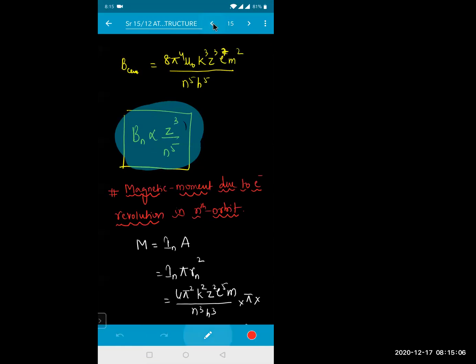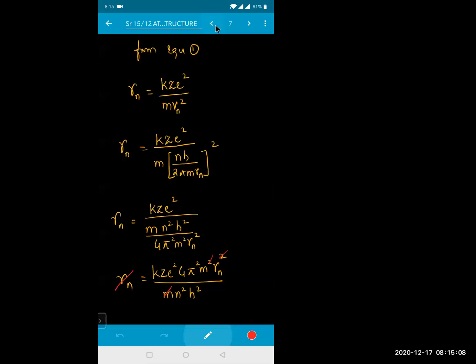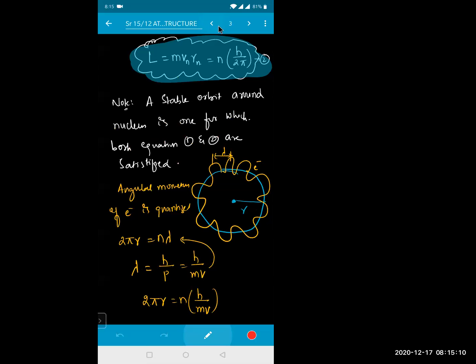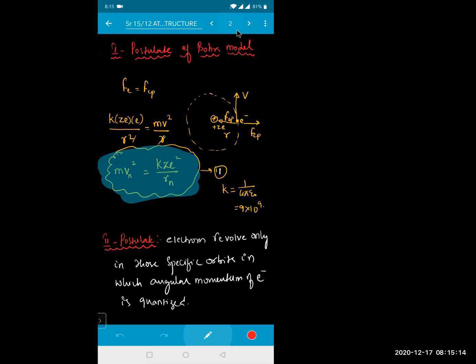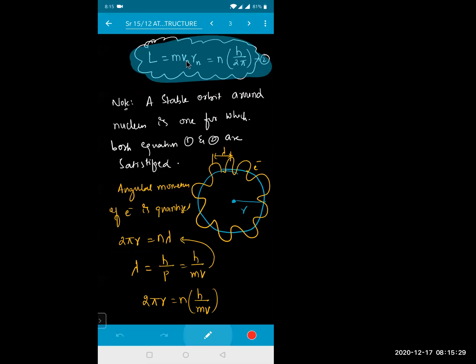So, in the last session of the class, we started with Bohr's postulates. What is the first Bohr's postulate, beta? The first Bohr's postulate says that every electron revolves in a circular orbit, so the centripetal force is balanced by the electrostatic force. The second postulate says that the electron revolves only in those specific orbits in which angular momentum is quantized. So, L = nh/2π.